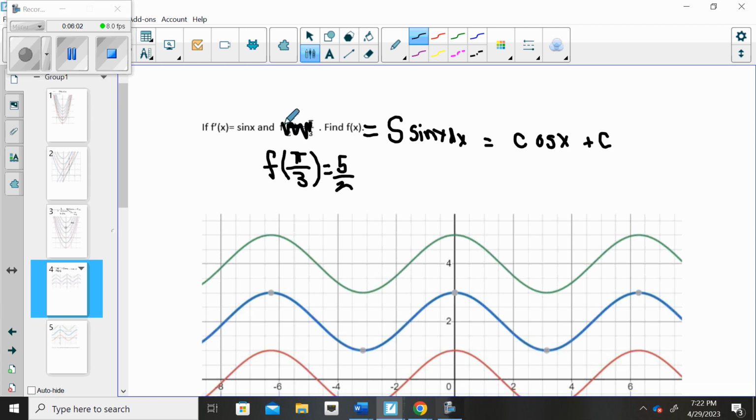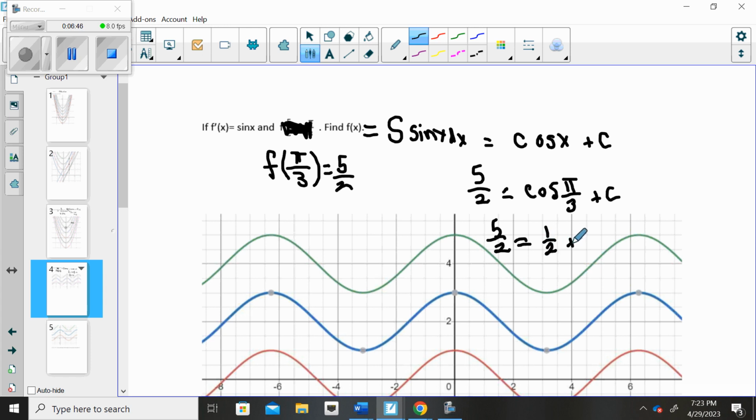Okay, so then I'm told, well, the functional value at pi over 3, sorry, I must have had inverse trig on my mind here. This was incorrect. I just paused the video and changed it. But anyways, so f of pi over 3 has to be 5 over 2. So if I input pi over 3 for x, and then I solve for the constant. So let's see, cosine of pi over 3, that's 60 degrees. We need to know these values. So this is 1/2. Okay, so we get 5/2 equals 1/2 plus c.